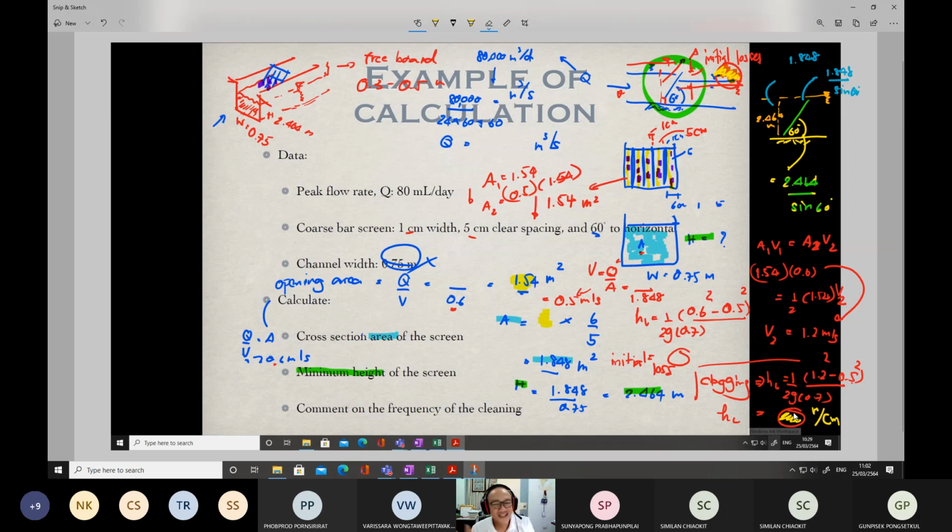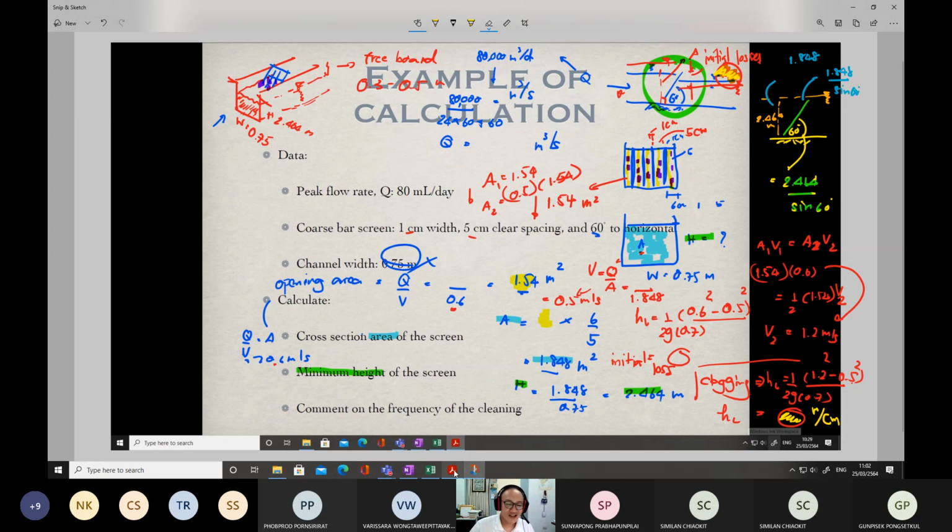But this head loss criterion is just in case big floating materials come along with the water in a high amount. So we will pay attention to the head loss. But if the solid matter is lower, then we will base it on time. So as I told you, once in 2 days, we need to clean the screens. Okay, so these are the answers to the last question, comments on the frequency of cleaning.